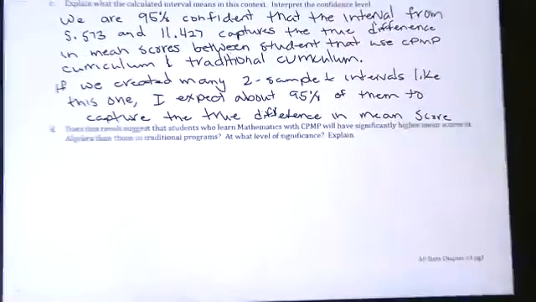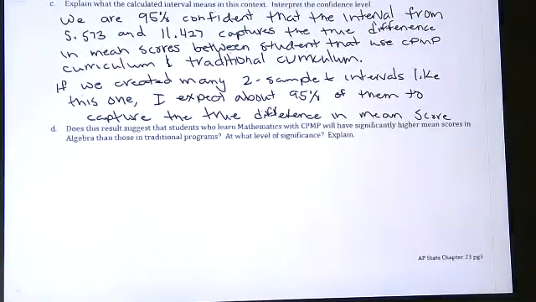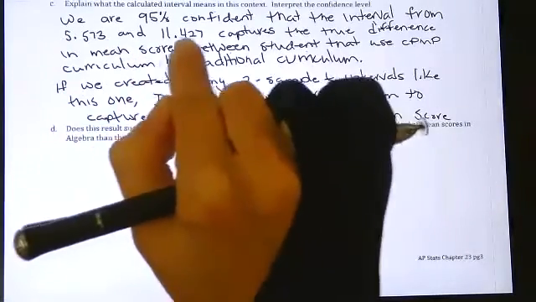Does this result suggest that students who learn with CPMP will have a significantly higher mean scores in algebra than those in traditional programs? So what do we think? Yeah, because all those values are positive. Okay.